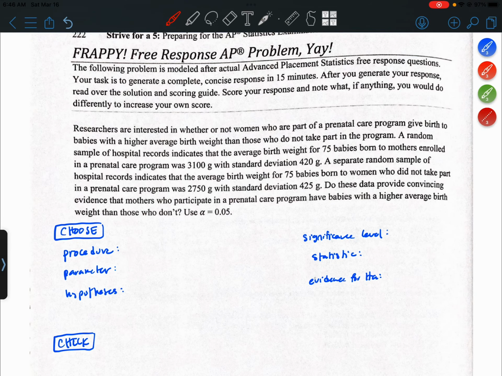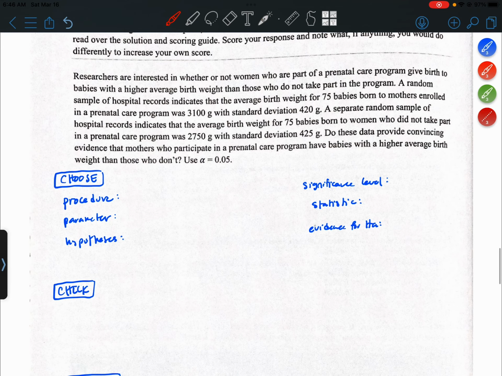Free response problem. Researchers are interested in whether or not women who are part of a prenatal care program give birth to babies with a higher average birth weight than those who do not take part in the program. A random sample of hospital records indicates that the average birth weight for 75 babies born to mothers enrolled in a prenatal care program was 3,100 grams with a standard deviation of 420 grams. All right, let's make a note here.